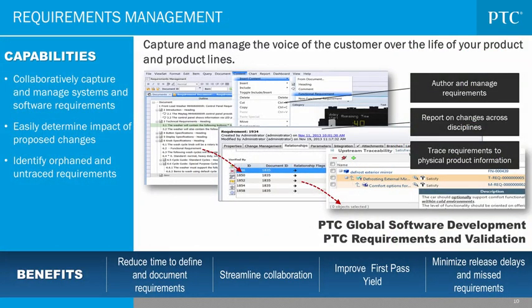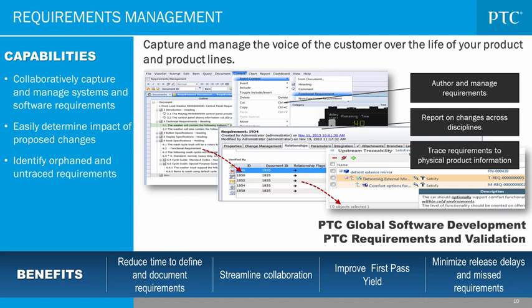Now, if we look into the different aspects of the solution, it really breaks down into three key areas. The first one we'll talk about is requirements management. Requirements are really gathered and managed continuously throughout the life of your product and project. Whether you're gathering them at a very high level or as the voice of the customer, or you need to decompose them into lower level requirements, whether those be specifications or subsystem requirements or even specific discipline-based requirements.